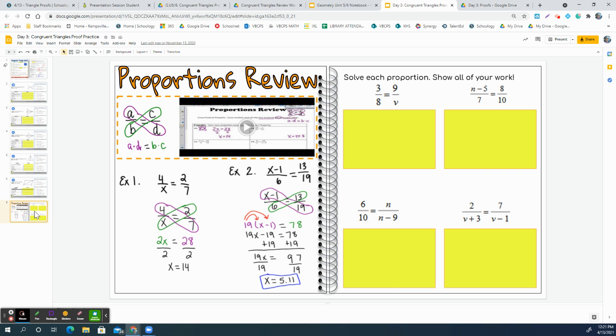I need you to remember proportions. Proportions are two equal fractions, right? And you can do the butterfly, the cross multiplication, whatever your middle school teachers told you how to do proportions. There is a 6-minute video right here to help you remember. But you're going to do A times D equals B times C. You multiply across one diagonal and you set it equal to the multiply of the other diagonal. So 4 times 7 is 28 and 2 times x is 2x. Divide by 2 and you get 14. Everybody remember how to do these? Kind of, sort of, maybe?